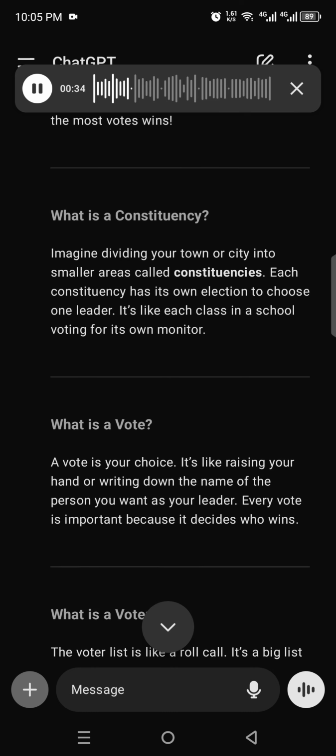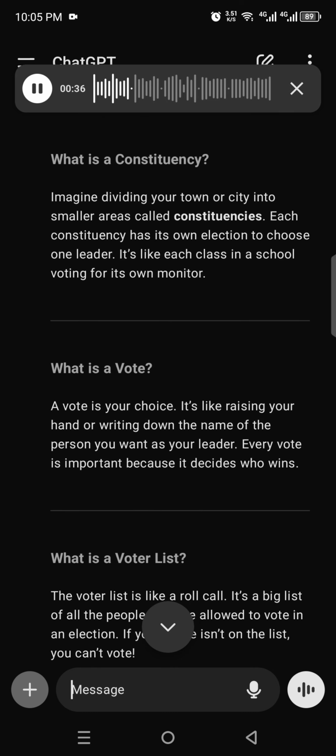What is a constituency? Imagine dividing your town or city into smaller areas called constituencies. Each constituency has its own election to choose one leader. It's like each class in a school voting for its own monitor.